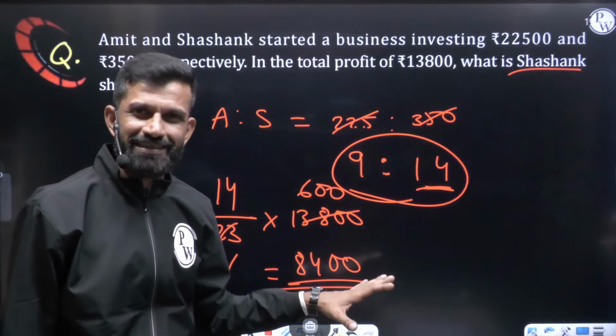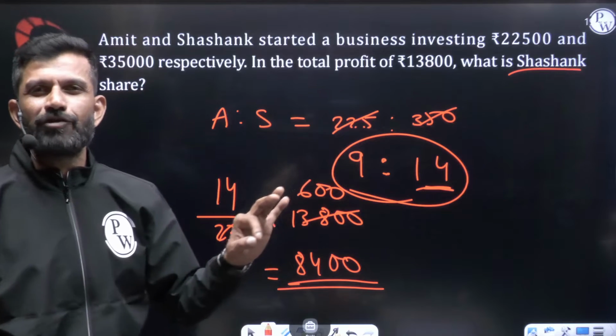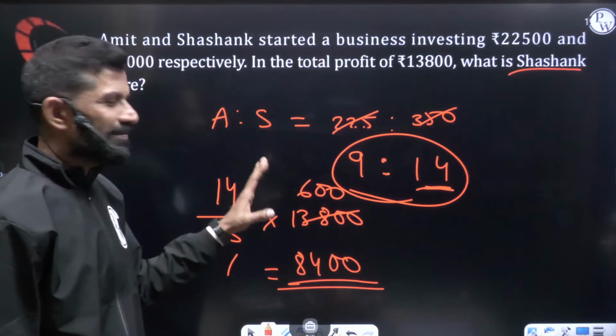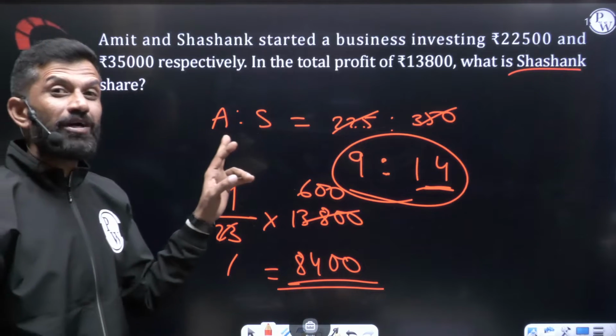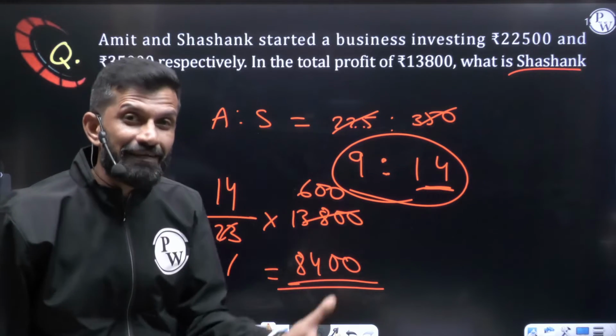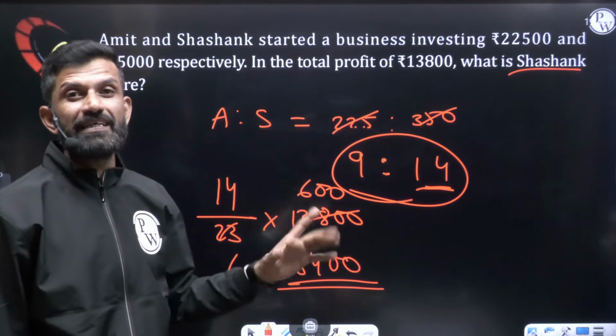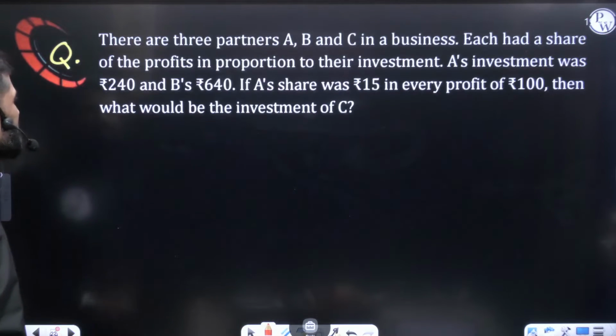This was a simple partnership. There was nothing called an active partner or sleeping partner. It is not even compound, because if someone invests in the middle, or someone withdraws in the middle, then it will be compound. Let's see the next.